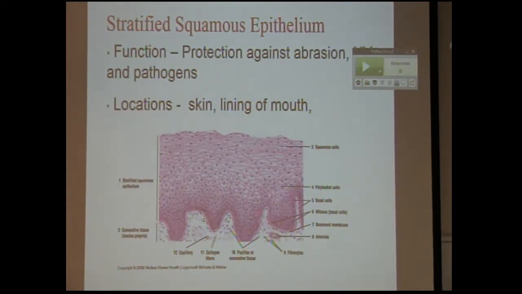Lining your mouth, the gums. I would say your skin probably has more layers than your gums. Your gums seem a little more sensitive. Like your skin's like a protection barrier.